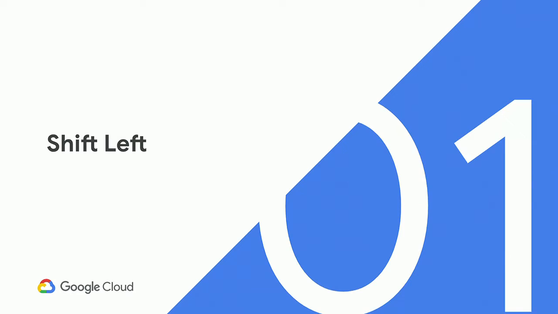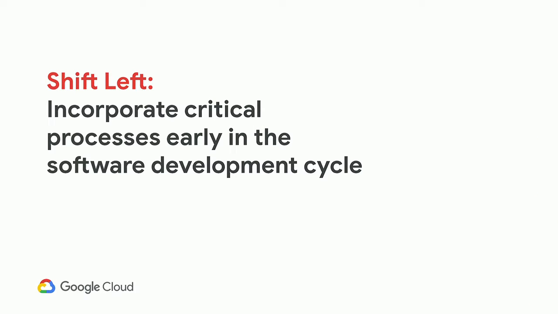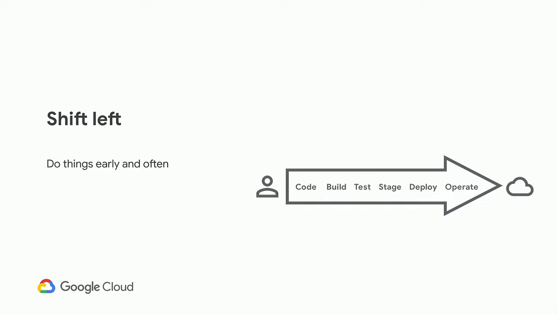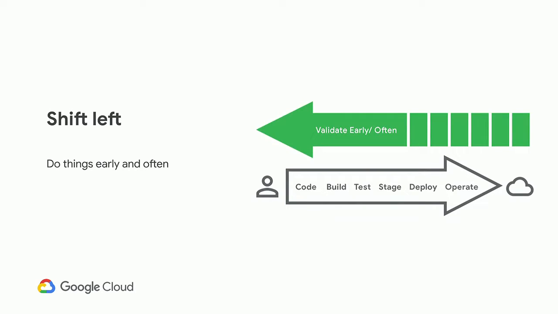So we're shifting left. What does that mean? It means to incorporate critical processes early in the software development cycle. What does that mean? Well, we can usually model a software development process as a left-to-right flow, where we go from code through some transformations, see if it's any good, ship it, and then operate and monitor as it's live. Shifting left means moving the important steps of validation and quality control earlier in the process, closer to the left.